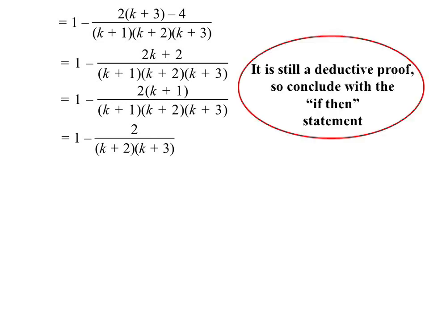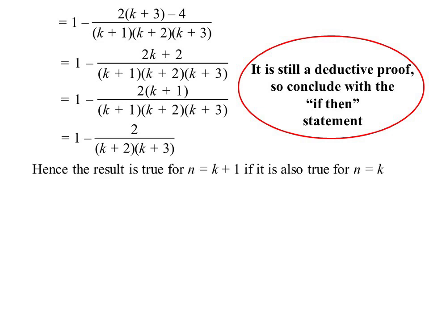Now remember, this part of the induction proof is actually a deductive proof. So you conclude it with your if-then statement. Now how you write it can be different. I've actually written it backwards and gone, hence the result is true if it's true for n equals k, but the if-then statement you could say, well, if it's true for k, then it's true for k plus 1. It's an if-then statement.